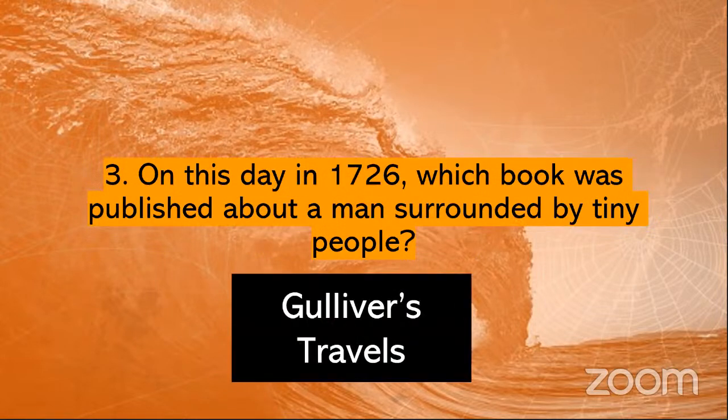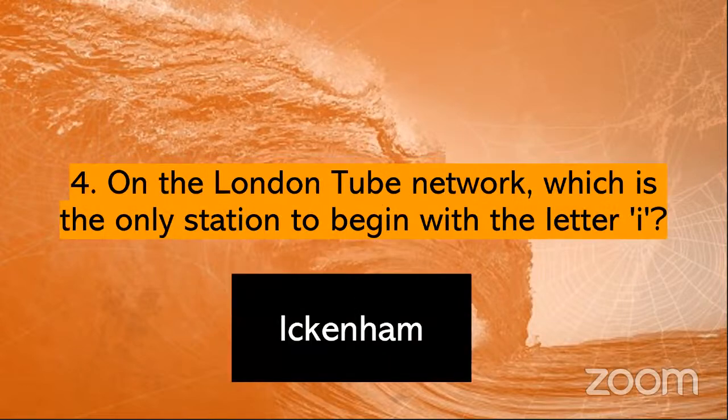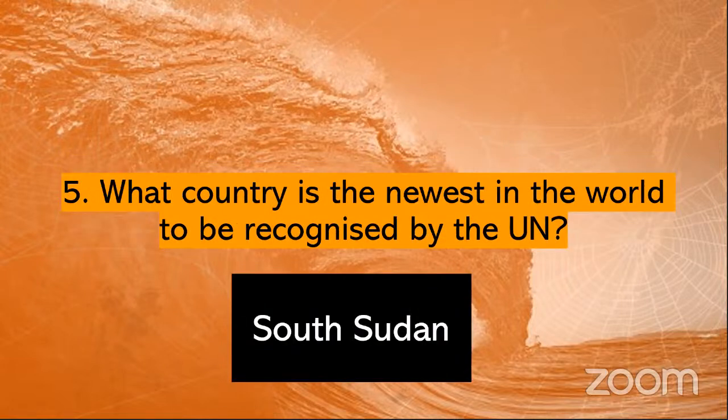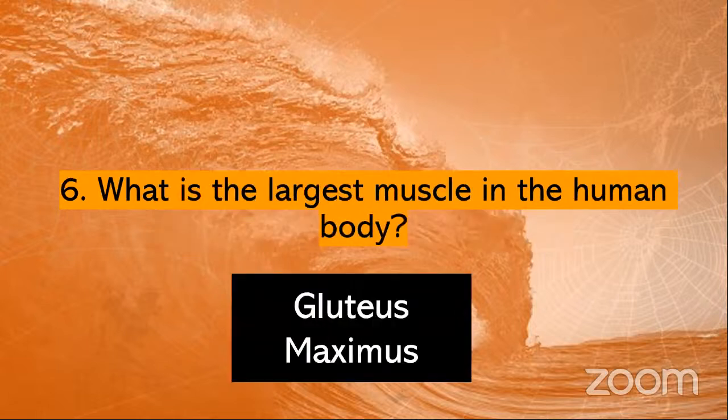Next up was Gulliver's Travels. Then we had Ickenham. Not Islington, because of course it's called Angel. Ickenham. Next up, South Sudan. Other countries have changed their names since, but this was the latest to be officially recognized as a new country. Gluteus Maximus.